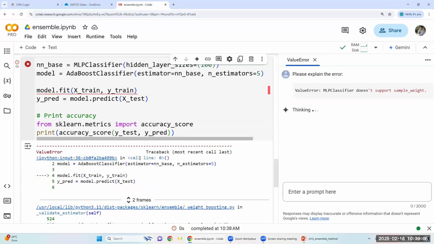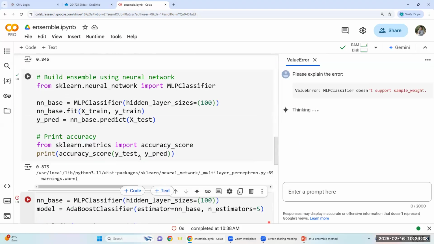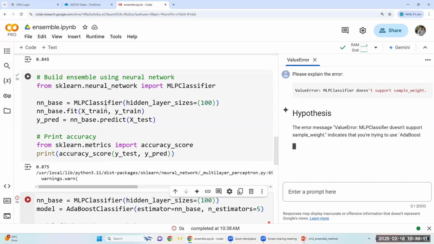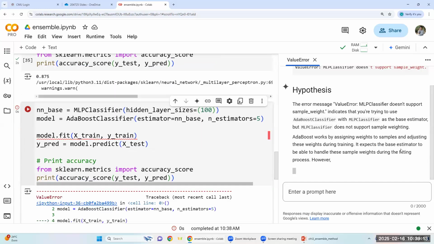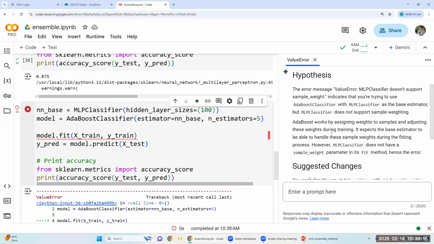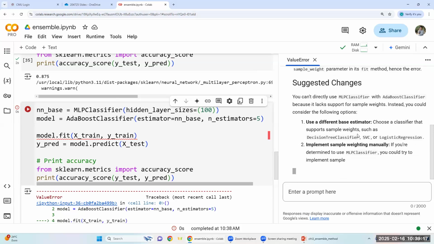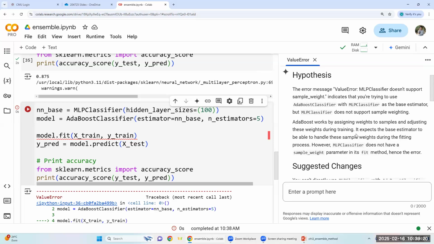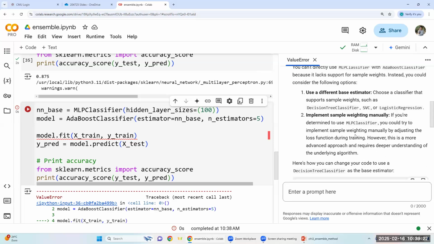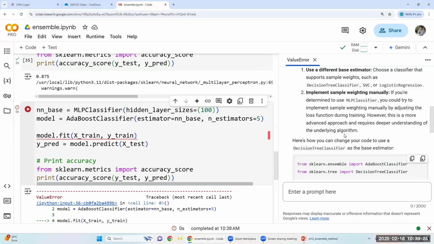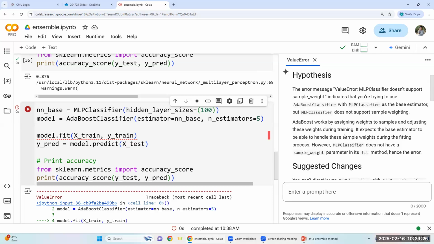So let's see. Perhaps it passed the AdaBoost. I see, so it cannot use a neural network inside, I guess. Yeah, because AdaBoost works by assigning weight to the samples, and it expects the base estimator to be able to handle the sample weight.